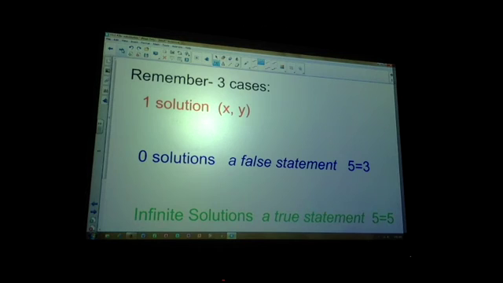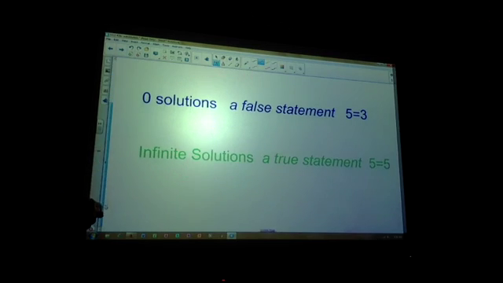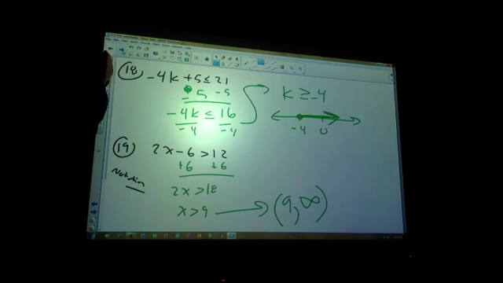Remember, 3 cases. One solution, you get x, y. It means they cross. They could be perpendicular, which is fine. They're going to cross. Zero solutions, you get a false statement, like 5 equals 3. It's nonsense. And then infinite solutions is a true statement where you get 5 equals 5.